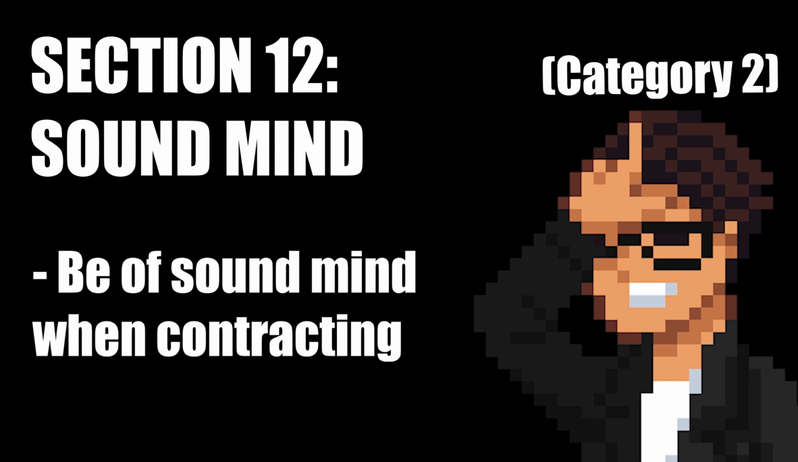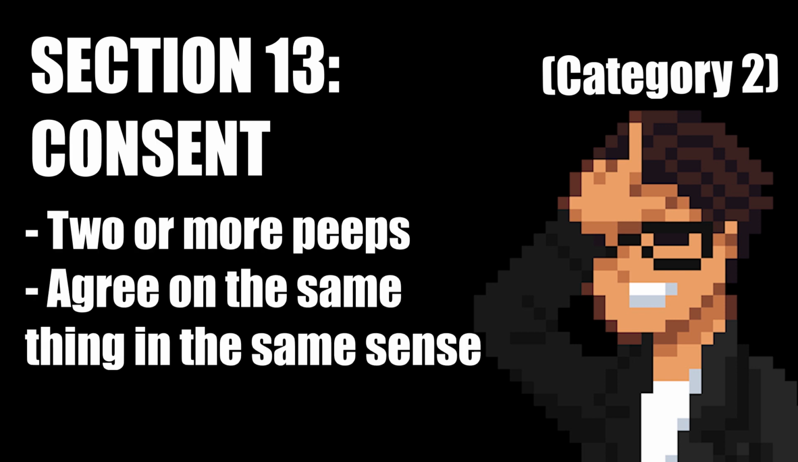Section 12 defines sound mind, but the only thing you really have to remember is that at the moment of contracting, the person should be of sound mind. Only then can they contract. Section 13 speaks on consent, so the first ingredient is quite obvious. There should be 2 or more people, because you cannot just give yourself consent. You have to give someone else consent.